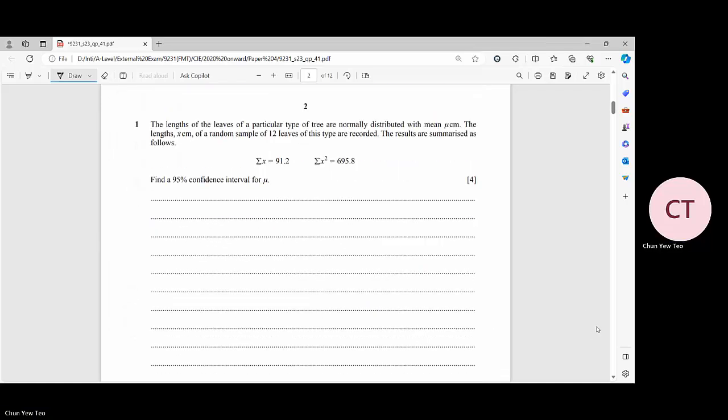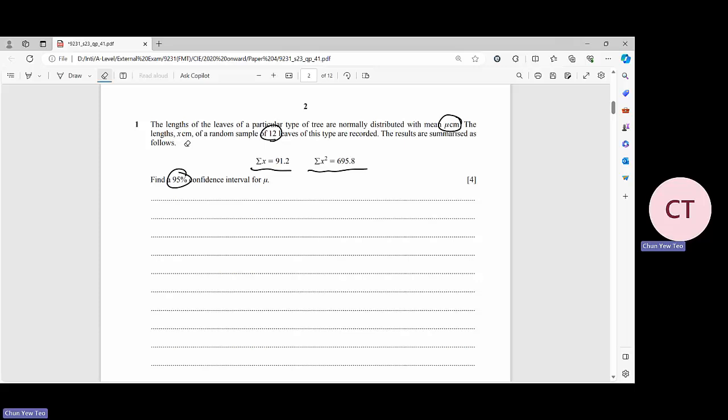Number 1. The length of the leaves of a particular type of tree are normally distributed with the mean mu cm. The length x cm of a random sample of 12 leaves of this type are recorded. The results are summarized as follows. And the question wants you to find the 95% confidence interval for the mu.